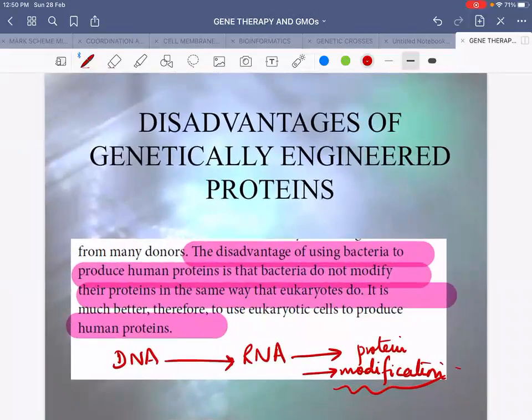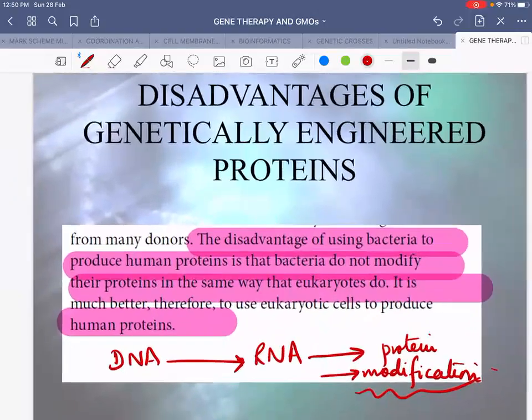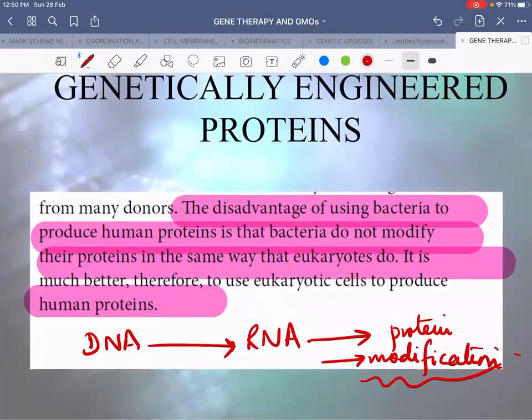Disadvantages of genetically engineered proteins. What could they be? The disadvantages, as you can see, I have highlighted over here, is that when we use bacteria to produce human proteins, bacteria do not modify the proteins in the same way that eukaryotes do. It is much better, therefore, to use eukaryotic cells to produce human proteins.